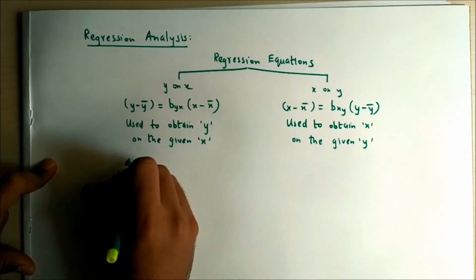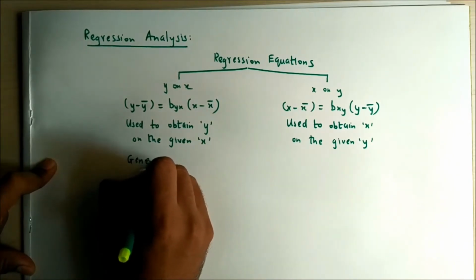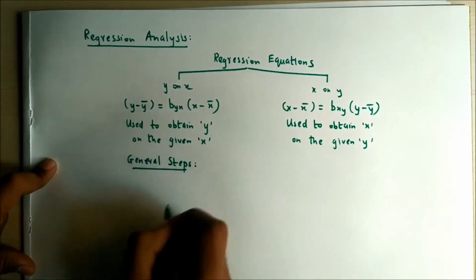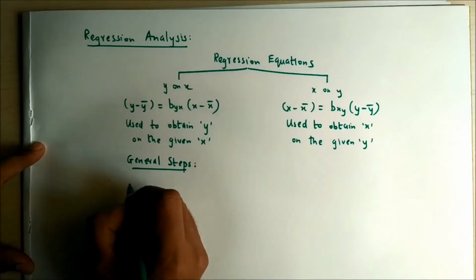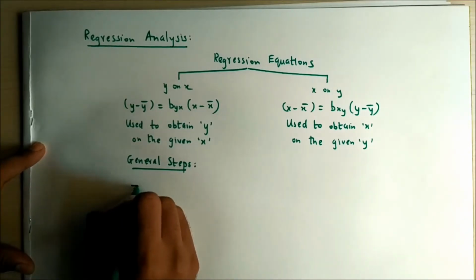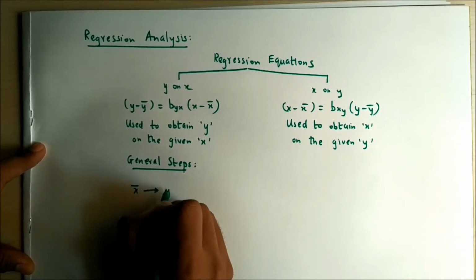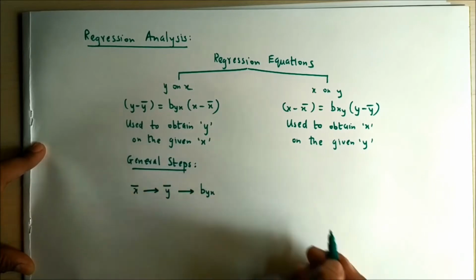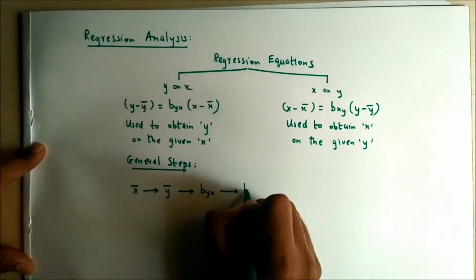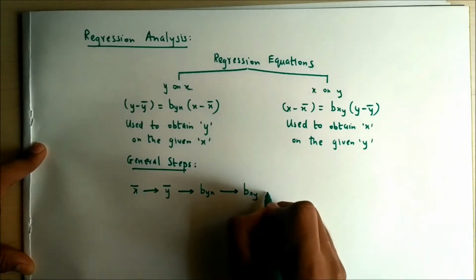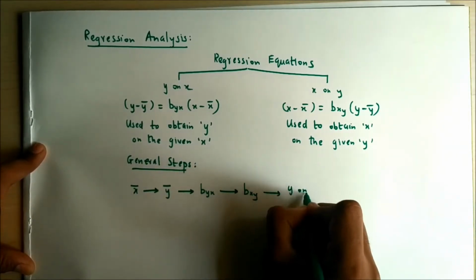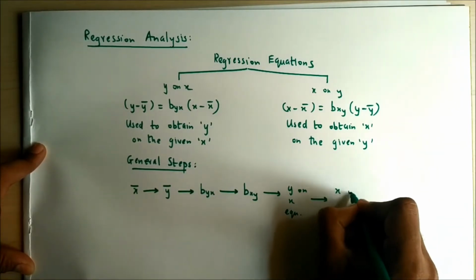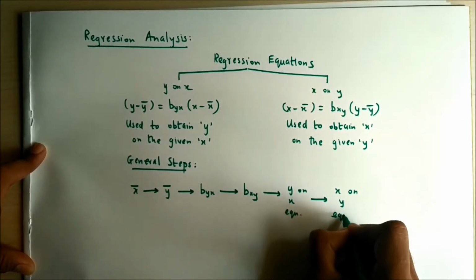Now to obtain the regression equations, we have to perform these general steps. So remember the general steps to obtain the regression equations. Now for that, we first need to find the mean of the x values, that is x bar. Next is the mean of y, that is y bar. Then the regression coefficients byx. Next will be bxy. Now once we have all these four, then we can obtain the y on x regression equation. And lastly, we could also obtain the x on y regression equation.